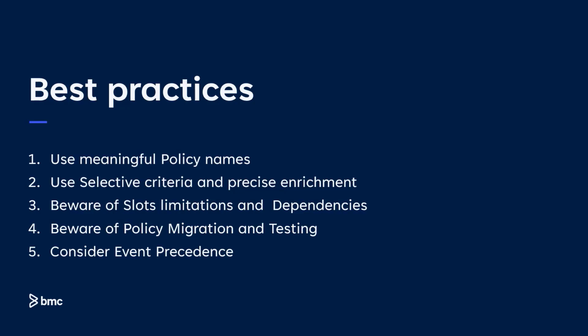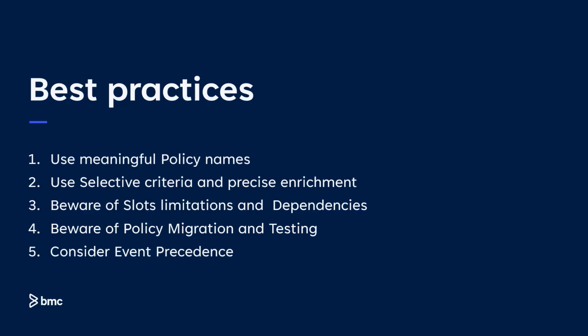Use meaningful names and descriptions and minimize the use of special characters in them. Use selective criteria and precise enrichment. Place conditions in lookup or policy selection criteria rather than after event fetch. Use simple patterns in criteria to avoid catastrophic backtracking. Be cautious when enriching the status slot. Review the complete use case.